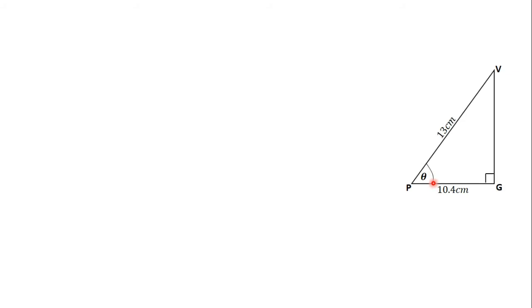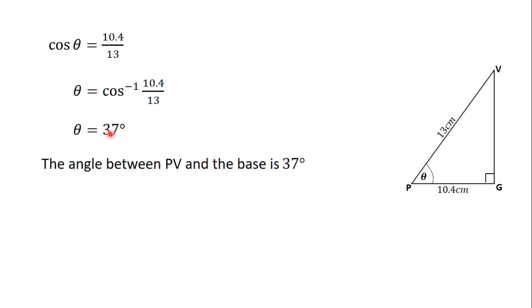We are going to use cos. So cos theta is equal to adjacent 10.4 centimeters divided by the hypotenuse 13 centimeters. To find theta, we are going to find cos inverse of 10.4 divided by 13. So theta is equal to cos inverse of 10.4 divided by 13, and theta will give us 37 degrees. Remember, the question said we should correct our answer to the nearest degree. So the angle between PV and the base is 37 degrees.